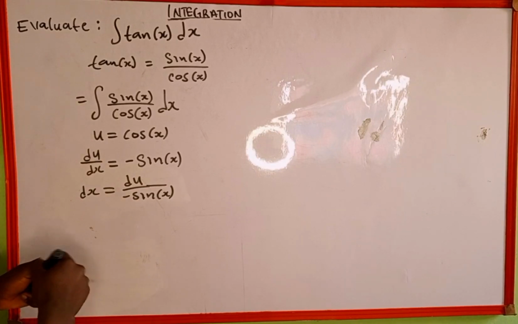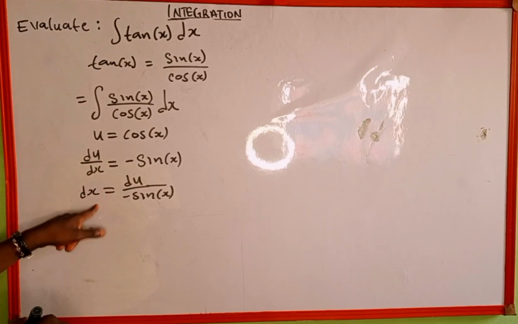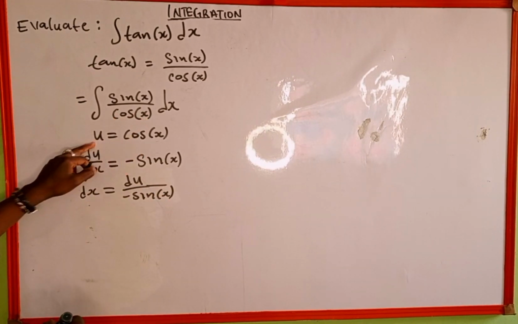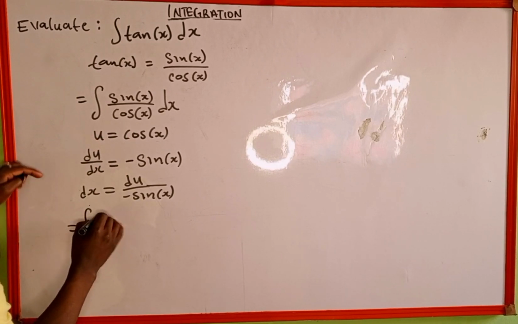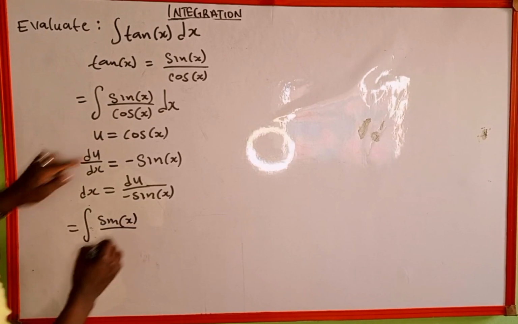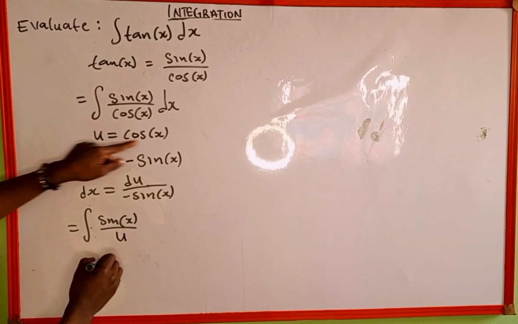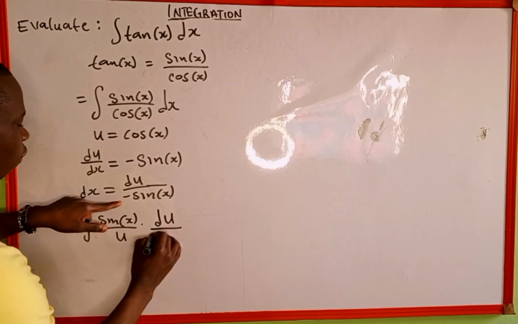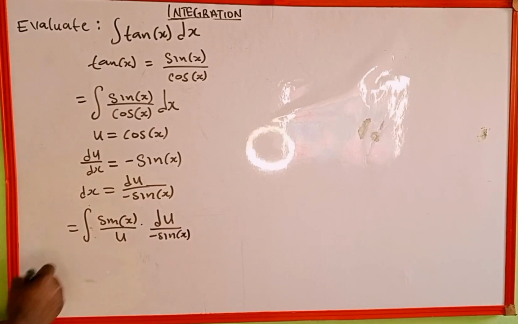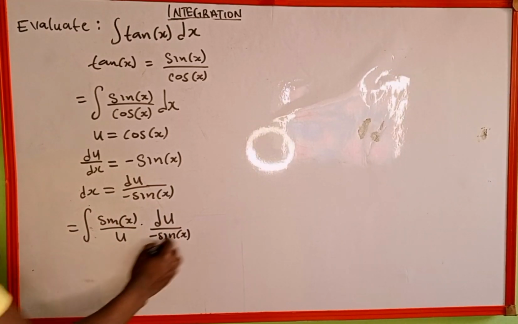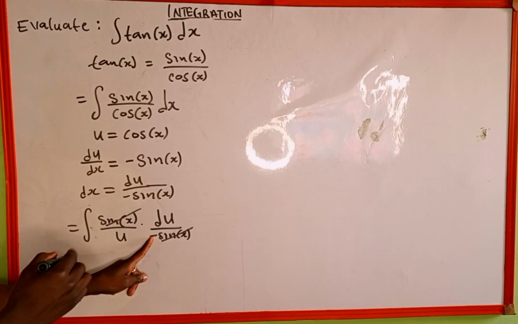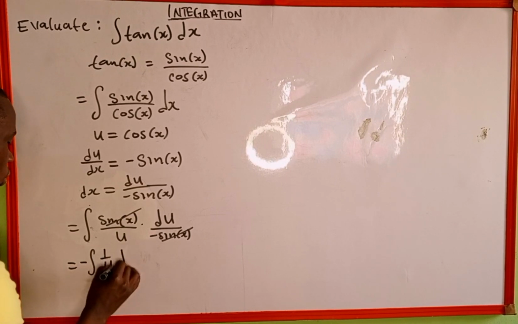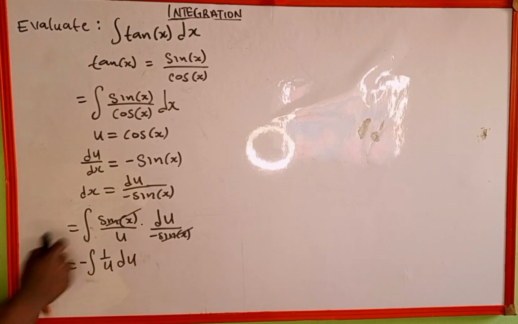Now the next thing we're going to do is to replace it back into the equation. Anywhere we see dx, we replace du over minus sine x, and anywhere we see cos x, we replace it as u. So this is going to be equal to the integral of sine of x over, in place of cos x, u because we let cos x be u. Then in place of dx is going to be du all over minus sine of x. So that this sine x is dividing this sine x, so this is going to cancel this. Then we take this negative out. It's going to be negative, then integral of 1 over u du, because this cancels this.